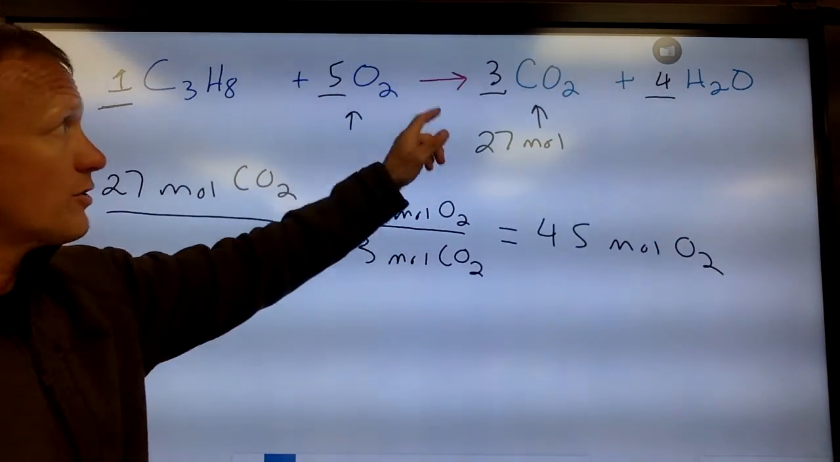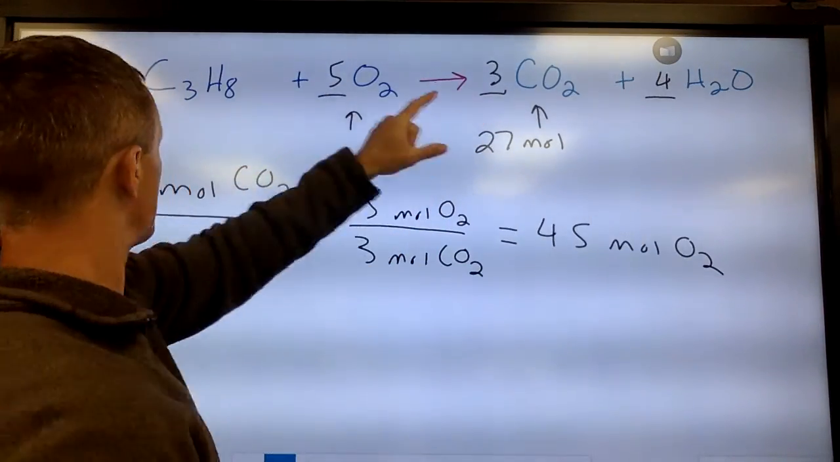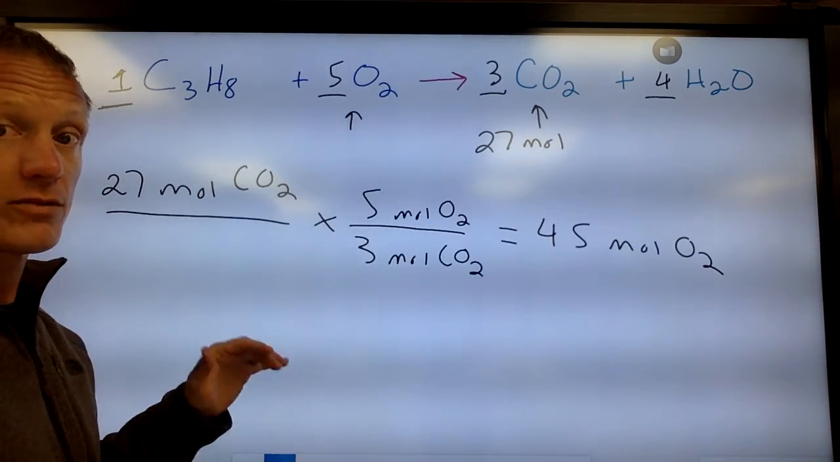Now I could have gone to anything. So if I was going CO2 to water, I would just change this to 4 moles of water on top. If I was going CO2 to C3H8, change this to 1 mole of C3H8 on top. So that's a moles to moles problem.